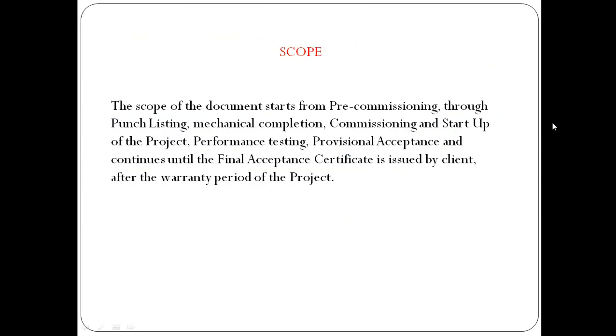The scope of the document starts from pre-commissioning through punch listing, mechanical completion, commissioning and startup of the project, performance testing, provisional acceptance, and continues until the final acceptance, issuing all the certificates to the client, and the warranty at the end of the project.